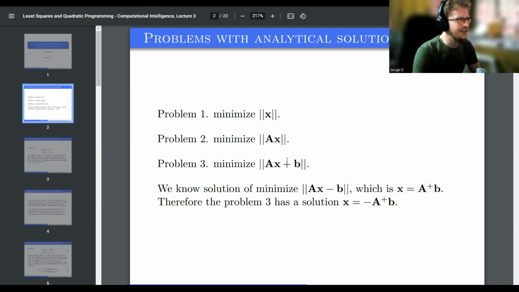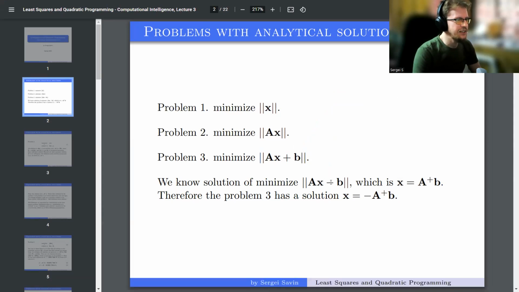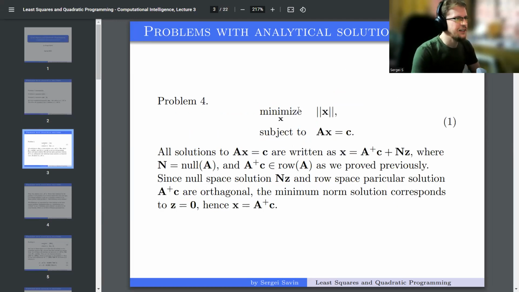And I do realize it is annoying that we have different signs, but so is life. Okay.